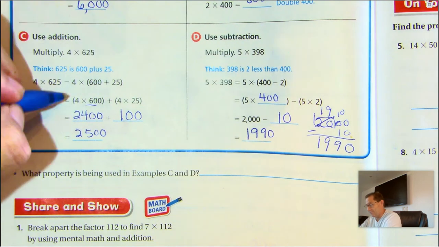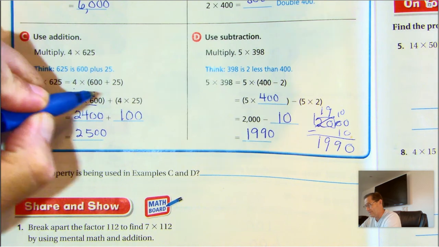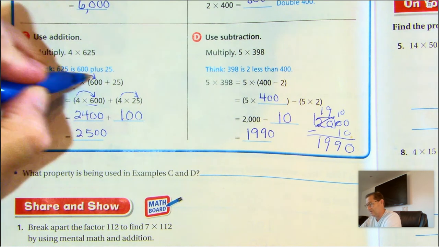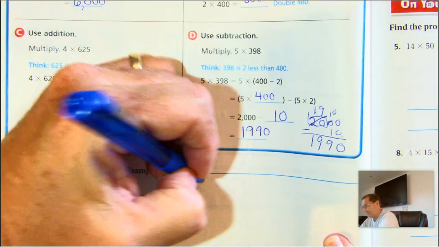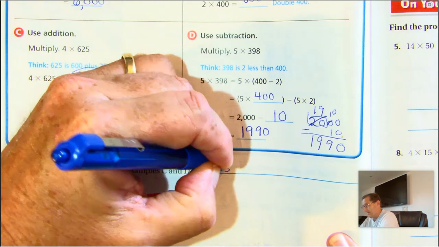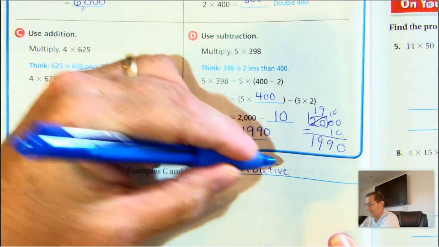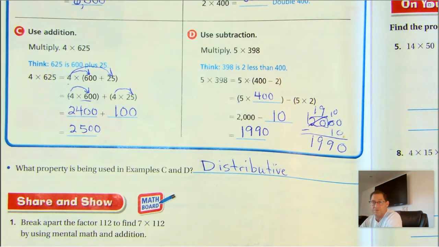So again, we took the 4 in this problem and multiplied it by both add-ins. So 4 times 600, 4 times 25, that's the distributive property. And then we also applied it to subtraction by multiplying the one factor by both numbers of the subtraction problem.